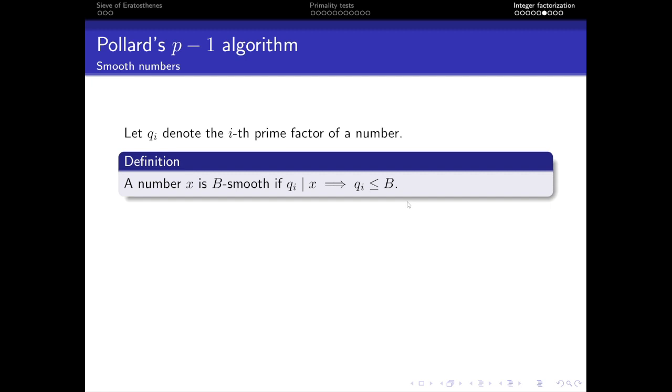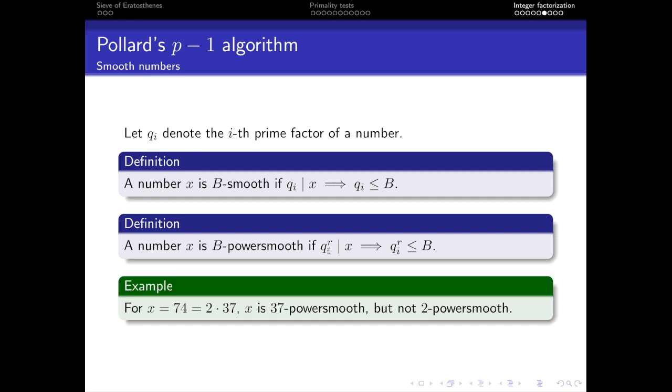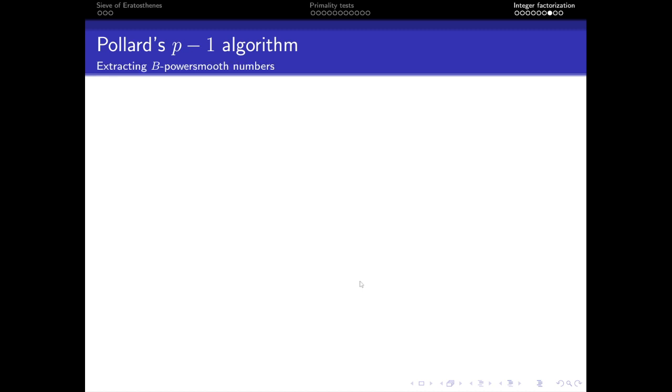And similarly, a number x is b power smooth if the prime powers are all less than or equal to our base b. For example, if x was 74, then its prime factors are 2 and 37. The number is 37 power smooth because all of its prime powers are less than or equal to 37, but it's obviously not 2 power smooth.